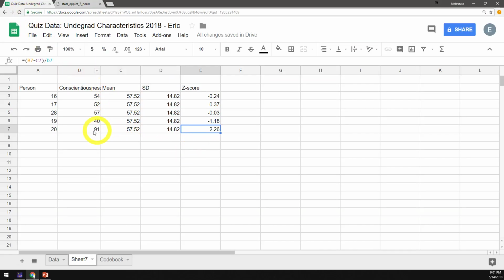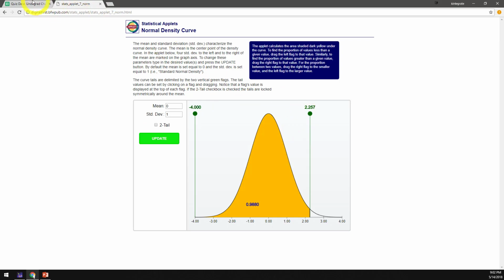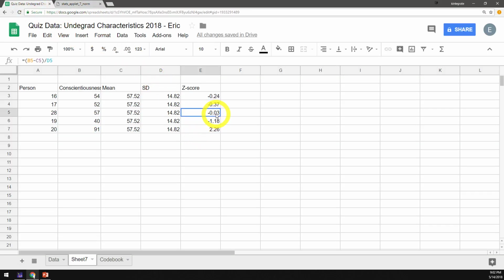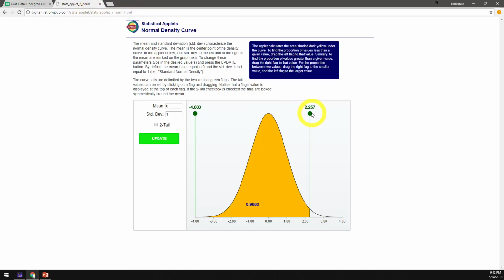That signifies that this observation is really high compared to the rest of the data. We could go back and look at maybe this individual at negative 0.03, so he's right near the middle. So almost 49 percent of individuals fall below that.